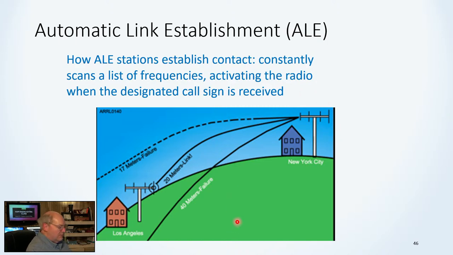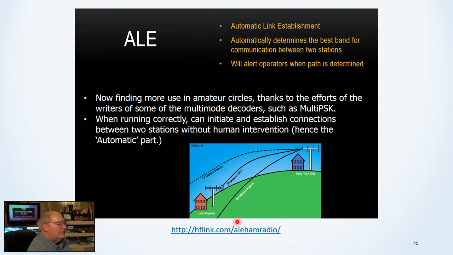Dave, I have a question. Sure. So do band plans set aside space for this so that these automatic systems don't step on other people? Well, they're transmitting back and forth automatically until they find the link. Yeah, there are specific frequencies designated for automatic control.